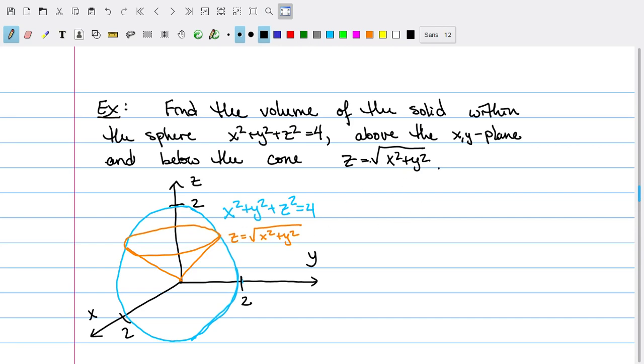To figure out what that value of z is, I know that on the cone, z squared is equal to x squared plus y squared. And also on the sphere, x squared plus y squared plus z squared equals 4.